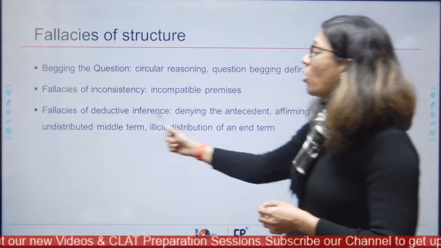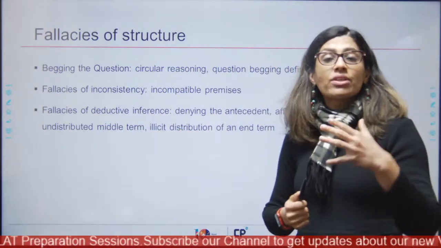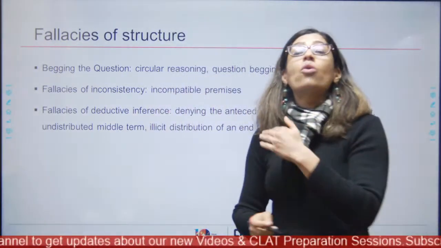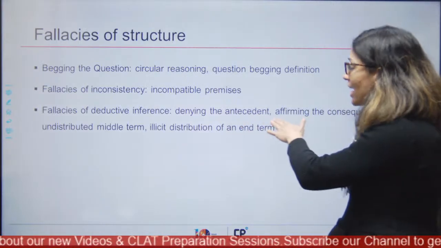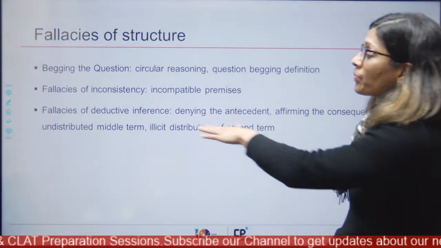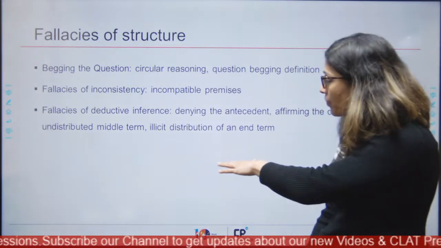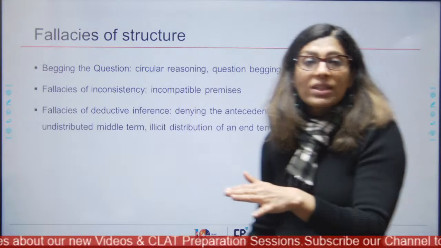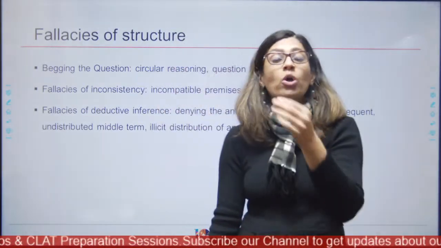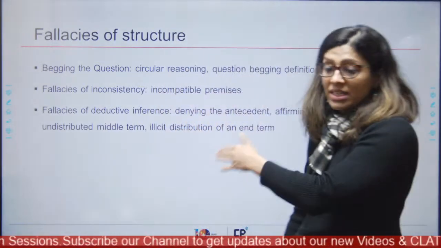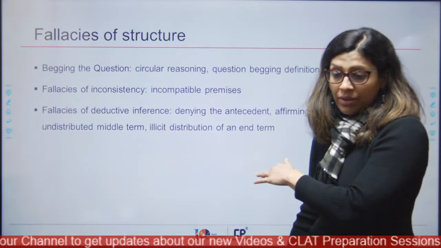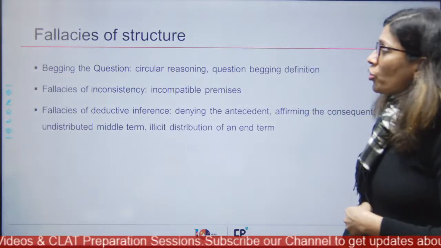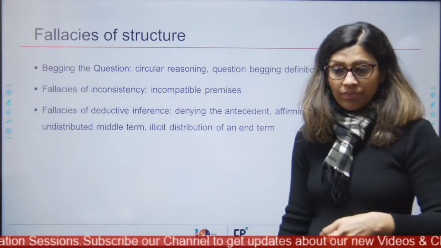This is followed by fallacies of formal reasoning, which is deductive logic, which most of you are aware of, but we will quickly go over them: denying the antecedent, affirming the consequent, undistributed middle term, and illicit distribution of the end term. Maybe you are not familiar with these names, but all of you have done deductive logic pretty well, and this fallacy also is incorporated in it. So note it down. I'll give you 2 minutes.